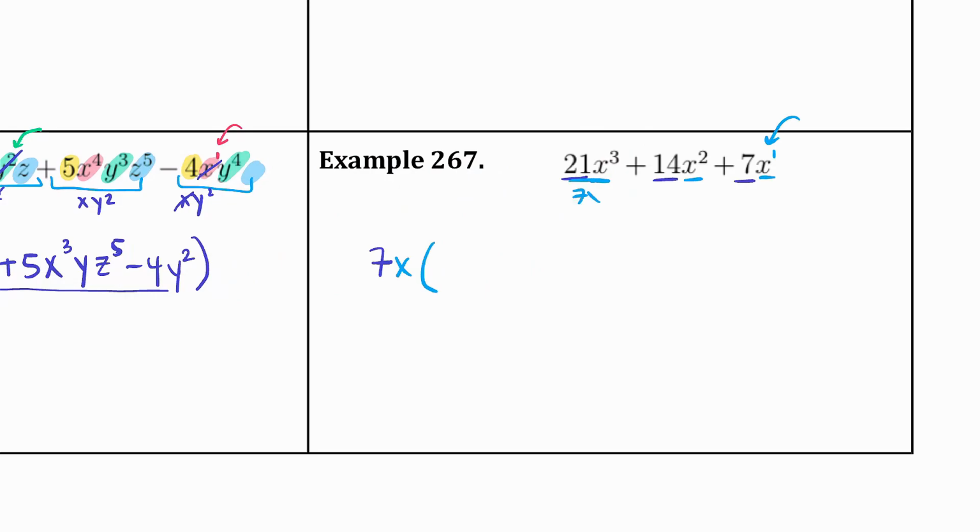It's like we're dividing each piece by 7x. 21x cubed divided by 7x gives me 3x squared. 14x squared divided by 7x gives me 2x. And then 7x divided by 7x, anything divided by itself is just 1. We don't have any x's left there. So 7x was our greatest common factor. This is what we have left after we took that out.